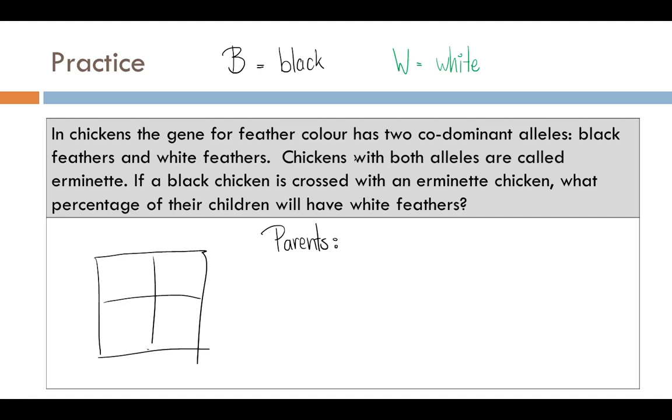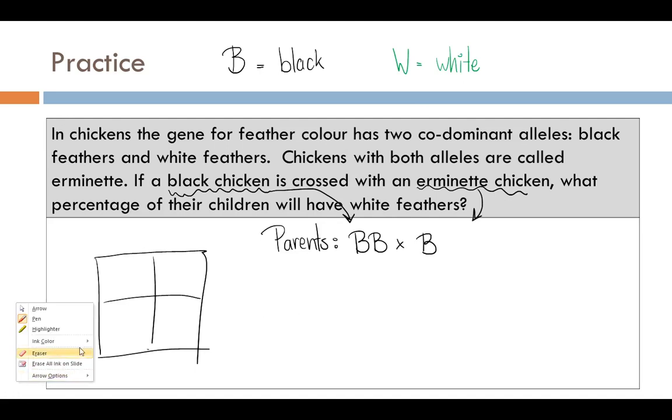So, what are the parents? It tells us here that we have a black chicken. That is going to be 2 black alleles, right? Because if it had a white, it would be different. And an erminette chicken. What's that erminette chicken going to have? It's going to have 1 black and 1 white. Okay. So we set up our Punnett square. It doesn't matter where they go. I'm going to put the black on this side this time, and the erminette's going to go on the top.